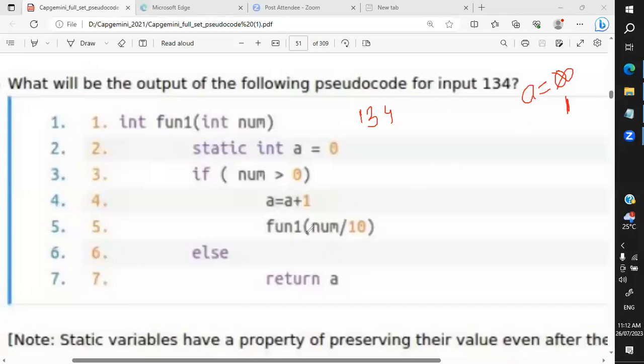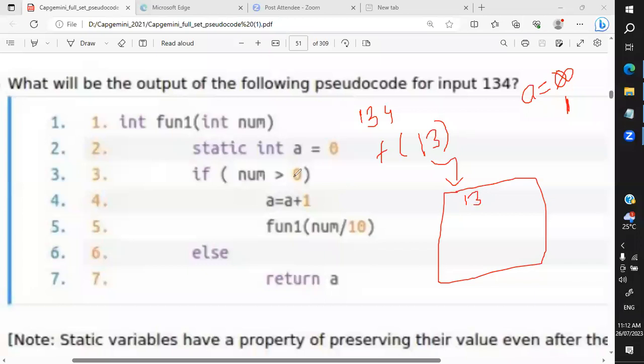Now when A value is 1, we are calling the function fun1 with num by 10. That means 134 by 10, which is nothing but 13. So for fun1 of 13, in this block, num value is 13. Now 13 greater than 0 is true, so it enters inside. A is equal to A plus 1. It will access the same A. A value was 1. It will become 2 because of the static variable. It will not get reinitialized to 0.